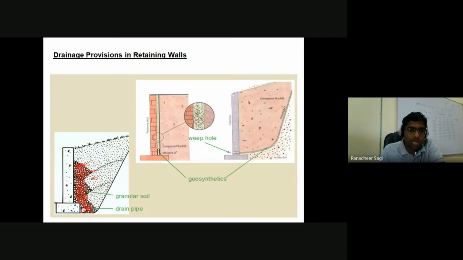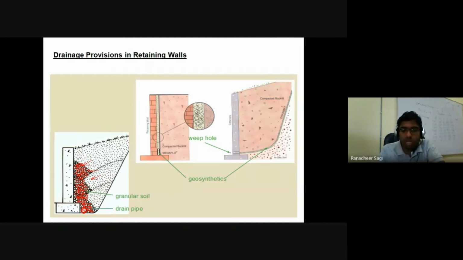So you could see a kind of pipe which is provided here. All that water gets collected into that pipe, and through the pipe, water can easily get drained out of your soil sample. That coarser material I am calling your granular soil. So you are going to provide a granular soil adjacent to the retaining structure, so that water dissipation can easily happen through that granular soil, and then water gets easily drained out of the drain pipe which is provided there.